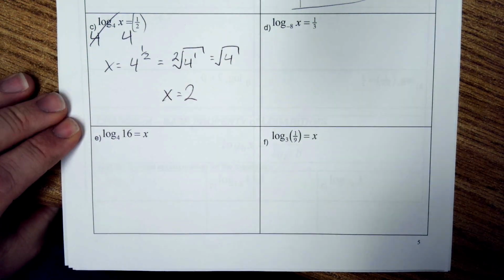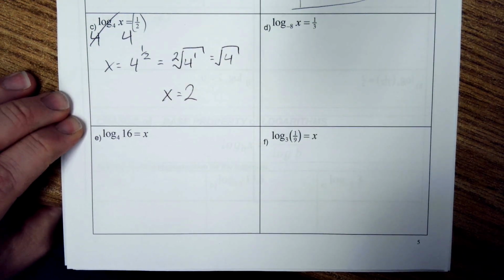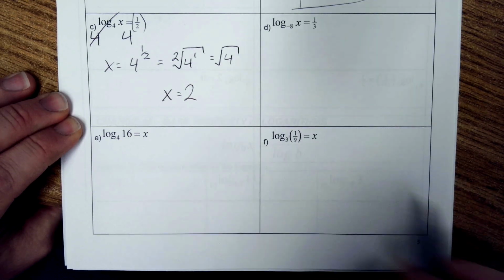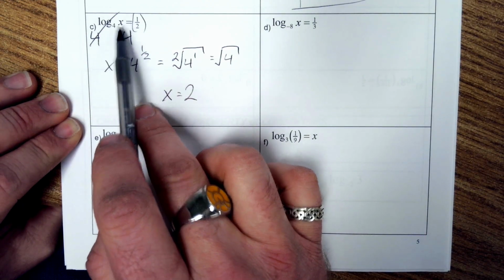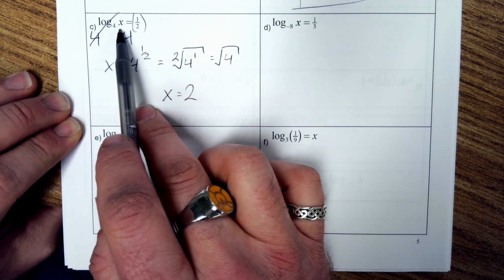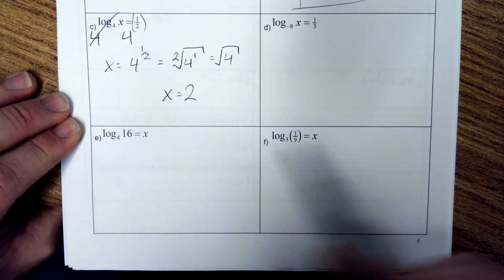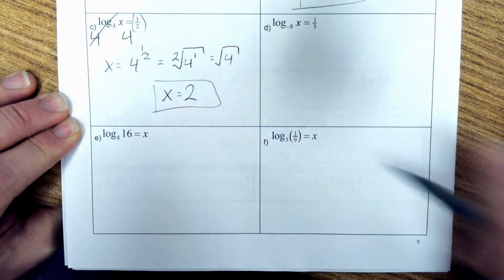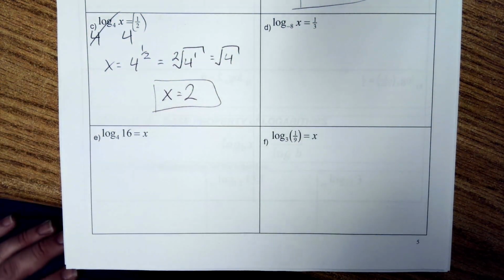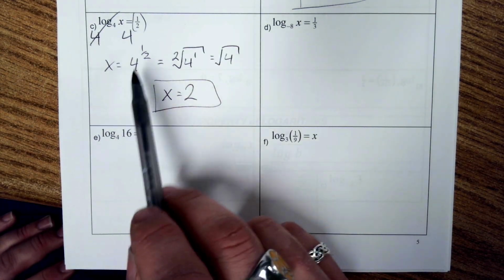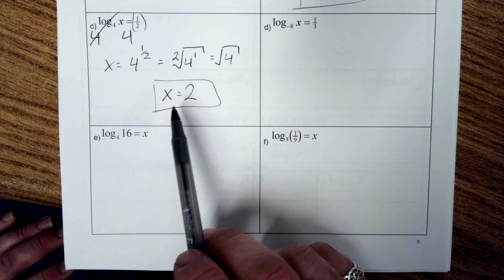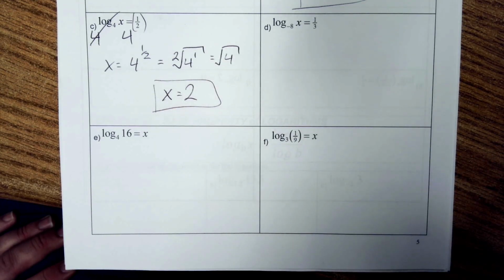Another thing about logs is that logs can only have positive numbers. Not even 0 works inside a log. So this x has to be positive. There would have been a negative sign out here if they wanted this to possibly be negative too.